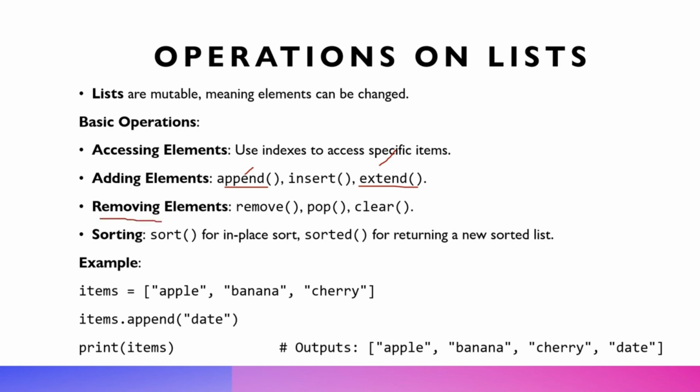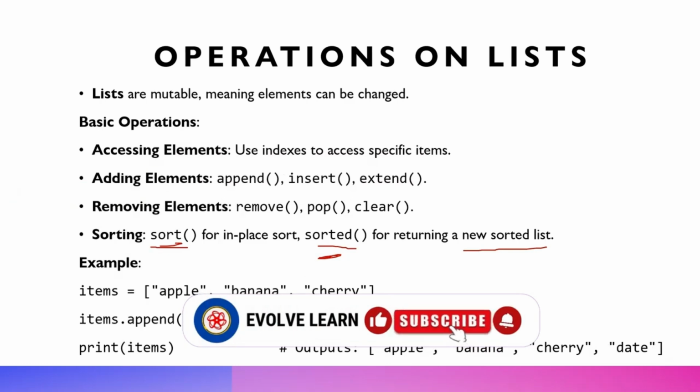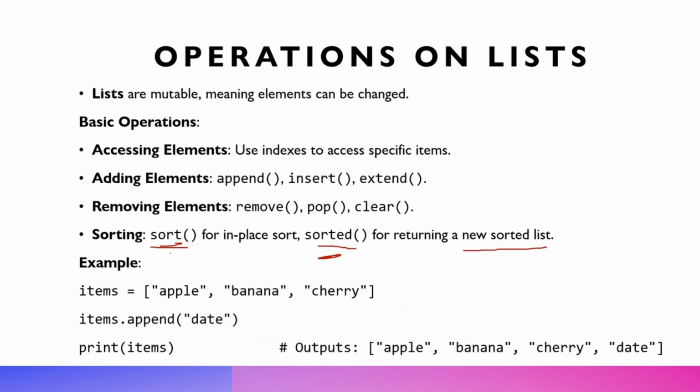For removing elements in the list, we use remove, pop and clear methods. Remove method uses the value to delete the object from the list. Pop uses index number to delete the object from the list. And clear method removes all elements from the list at once. For sorting elements in the list, we use sort and sorted method. First, let us know about sorted method. This sorted method does not modify and sort the original list, but it creates a new sorted list. Whereas this sort method modifies the original list and does not create a new list. This is the difference between sort and sorted.